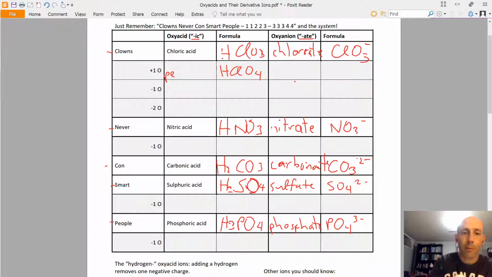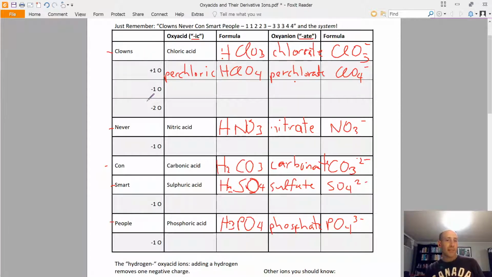You've heard of hydrogen peroxide? Same thing. Okay, so this is perchloric acid. Hydrogen peroxide is H2O2. It's got an extra oxygen compared to regular hydrogen oxide. This gives us the perchlorate ion, which is ClO4 with a minus 1 charge. The system hasn't changed, right? We're just going to take off one hydrogen and have a 1 negative charge. Okay? So that's the perchlorate ion. Just have to remember that per means one more oxygen.